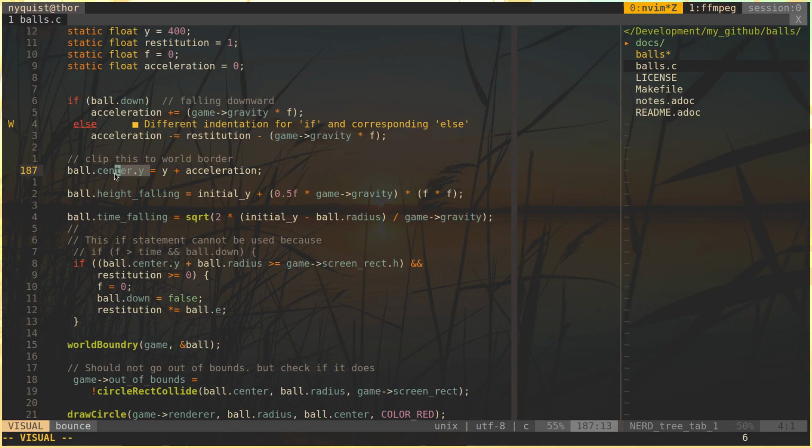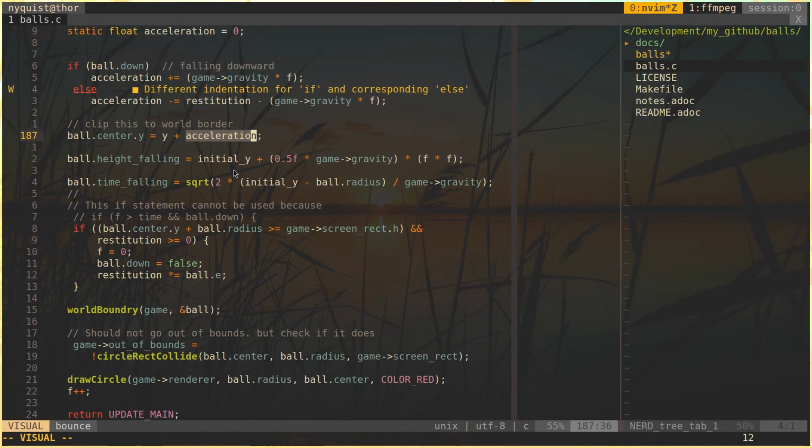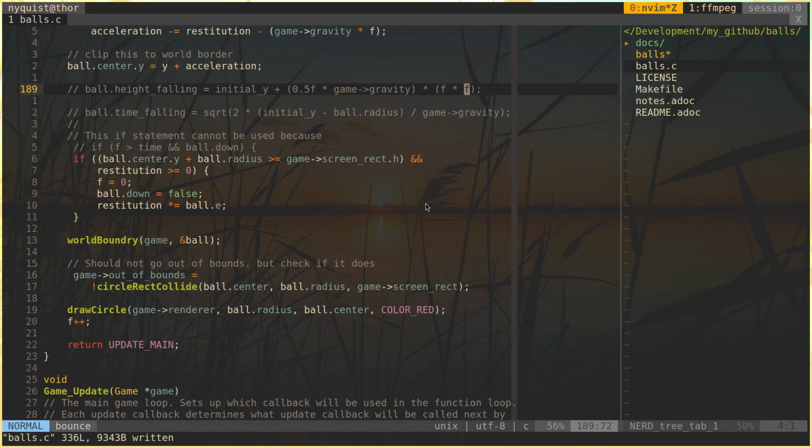So then we have the center of the ball, right? I'm adding acceleration to the y value, so it's going to keep getting faster and faster as it goes down. And these are values that I'm not even using, but I'm calculating anyways.